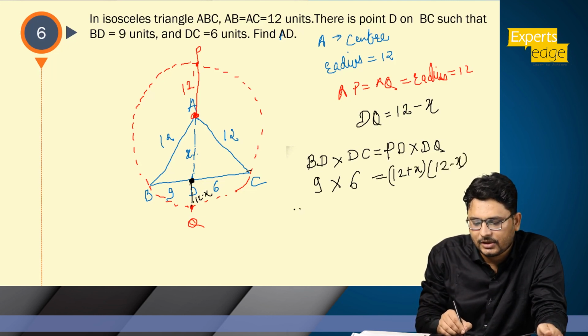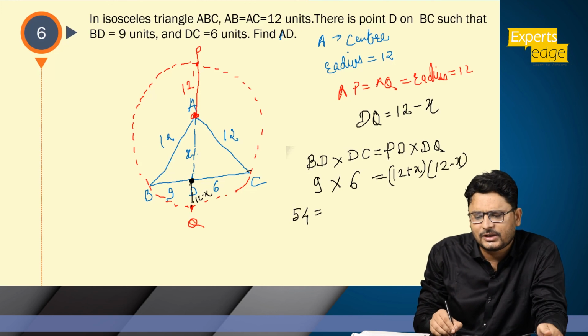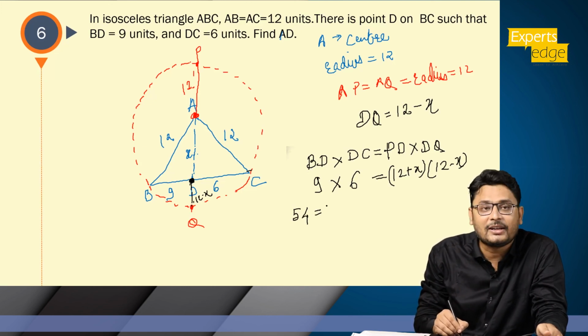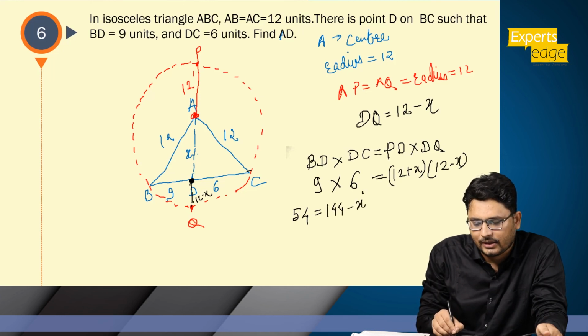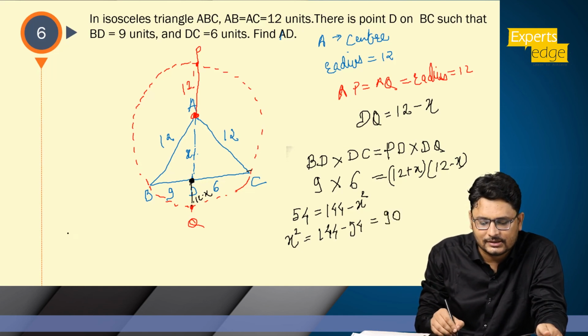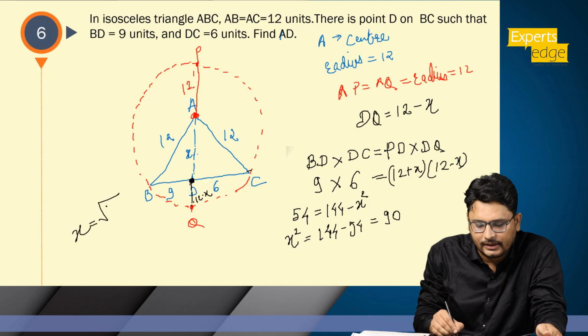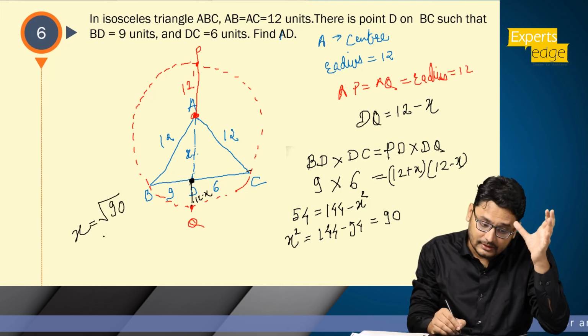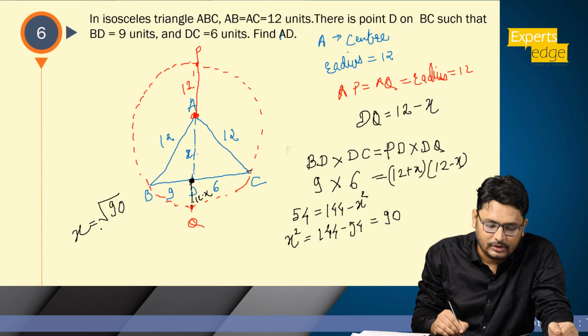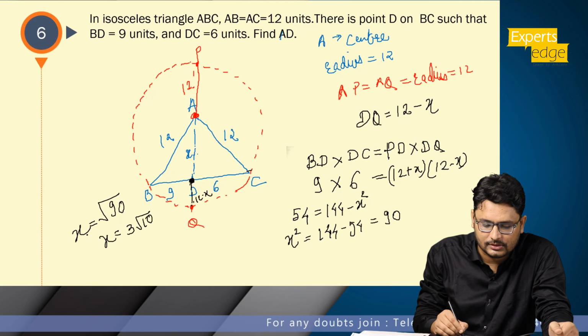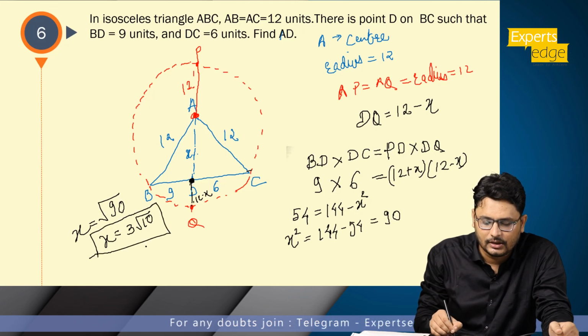So basically it's nothing but 54 should be equal to, this is a plus b, a minus b, किसका formula ये a square minus b square, so basically 12 square, that is 144 minus x square, right? So my x square should be equal to 144 minus 54, that comes out to be 90. So basically my answer for this is x is nothing but root of 90. What is root of 90? Nothing but 3 root 10, right? So x should be 3 root 10.